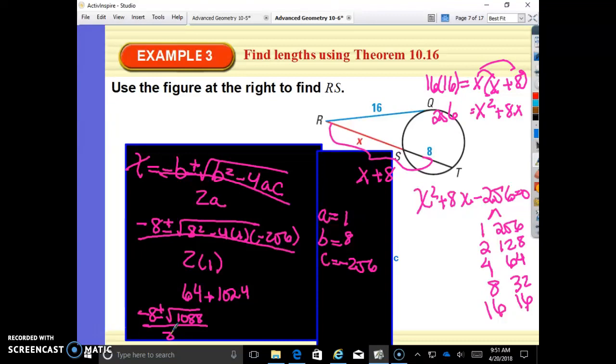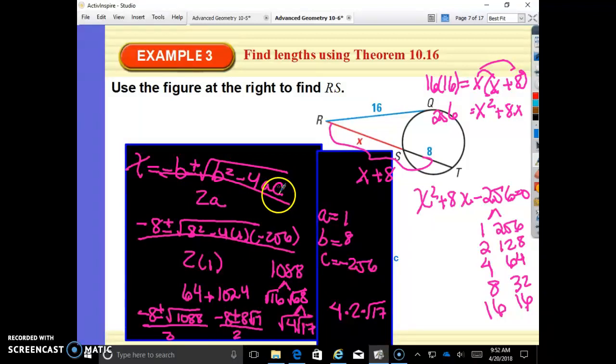1088 is not a perfect square, but I bet 16 goes into it. 16 times 68. 68 divided by 16? No. 68 divided by 4. Yes, 4 and 17. 17 is prime, so we know we're done. The square root of 16 is 4. The square root of 4 is 2. And square root of 17, there's nothing we can do. So this is going to be negative 8 plus or minus 8 rad 17 all over 2.